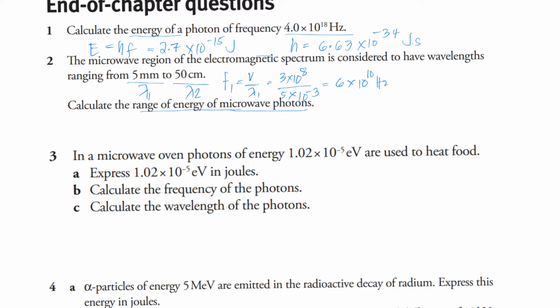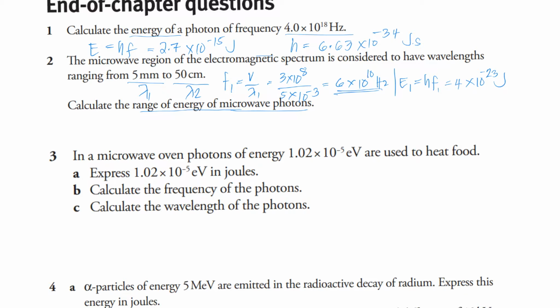This is your frequency. Now you can calculate your energy. So this is your E1. Energy 1 equals h f1. By using that, we have around 4 times 10 to the minus 23 joule.